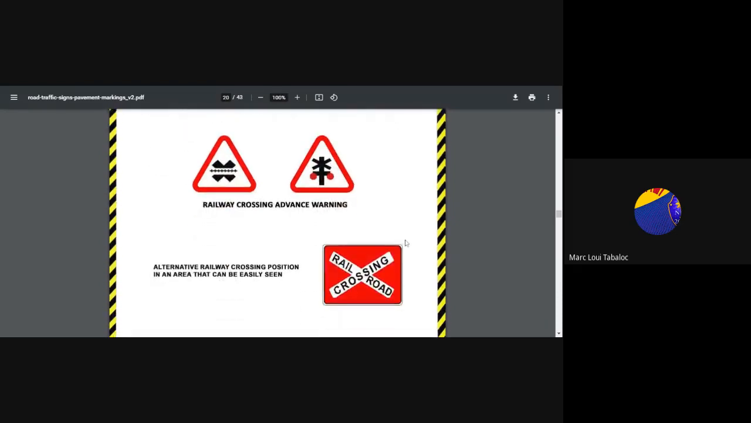The alternative railway crossing sign commonly has a red background so road users can see it, since some are color blind or some simply disregard it. So it's just to really catch the attention of road users to slow down. Advance warning of a railroad.